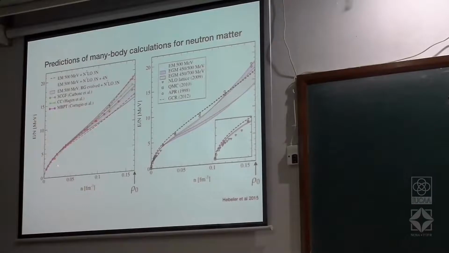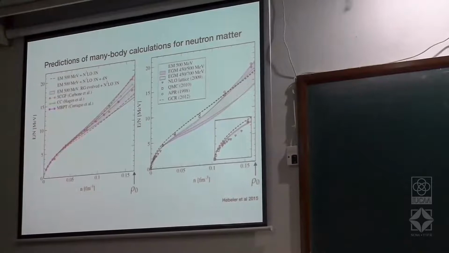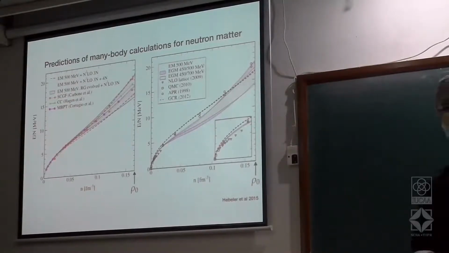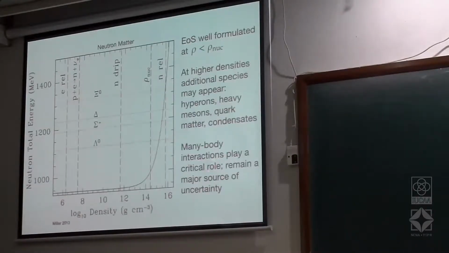And you can see that as you approach nuclear density, the predictions begin to differ from each other quite a lot. So therefore, the uncertainty begins to increase. And this is one of the major contributors to uncertainty in the neutron star equation of state. So many body interactions play a critical role, and it remains a major source of uncertainty.